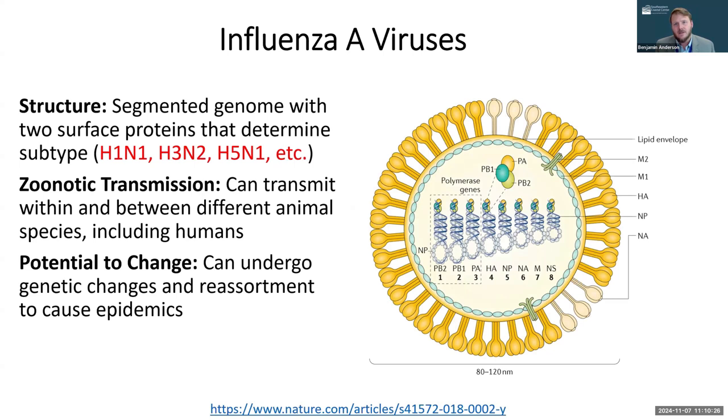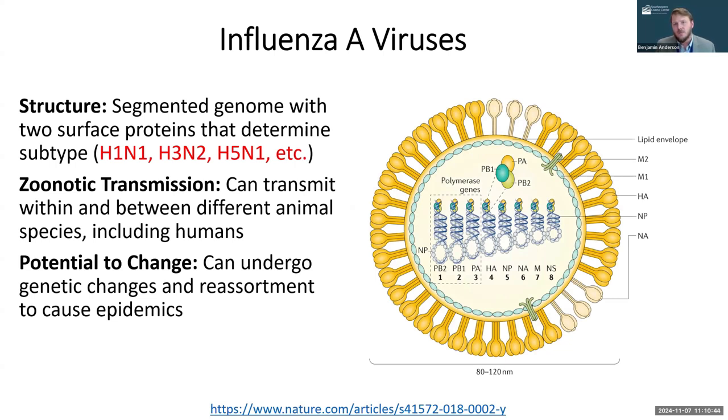And influenza A viruses are not uncommon or unknown to most people. They circulate very often among humans. So most people will know that we have a seasonal influenza spike every fall, winter. This is also why you hear about influenza vaccinations.